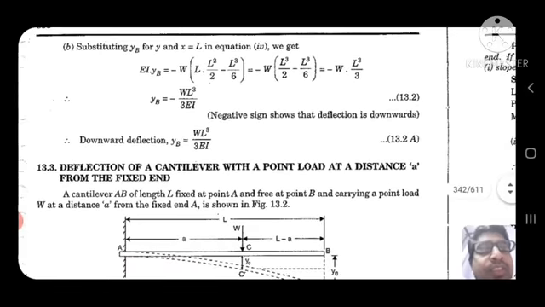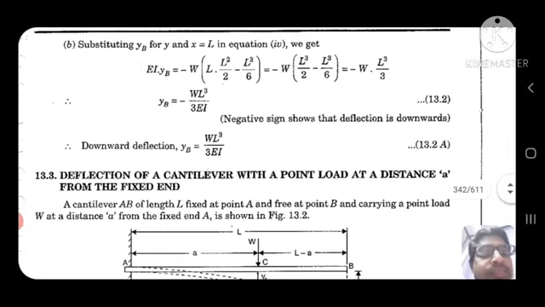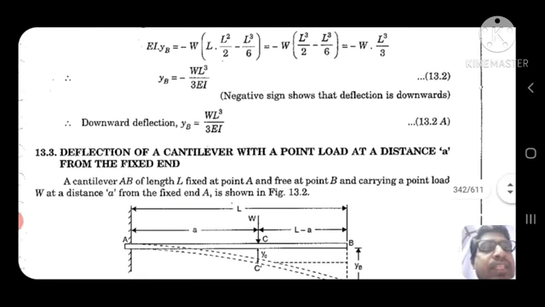Now substituting YB for Y and x equal to L, EI YB equal to minus W (L times L square by 2 minus L cube by 6), that is equal to minus W (L cube by 2 minus L cube by 6), that is equal to minus W L cube by 3. So YB equal to minus W L cube by 3 EI. The downward deflection YB is equal to W L cube by 3 EI.